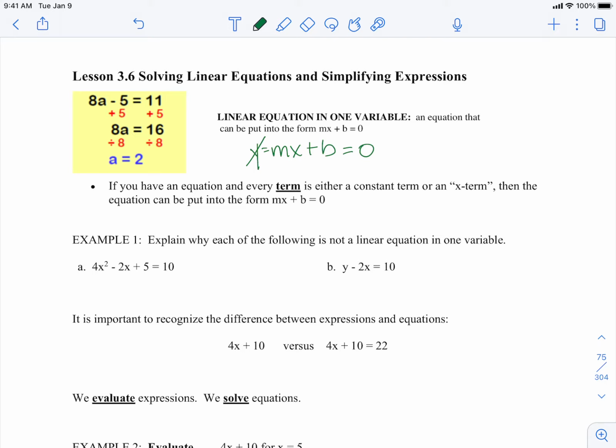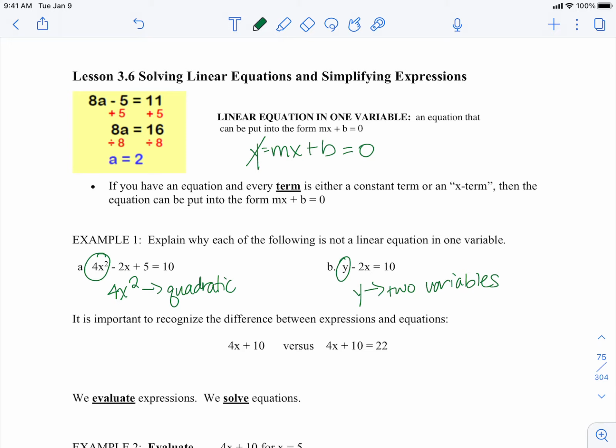So for our first example, explain why each of the following is not a linear equation in one variable. For this first one, we have 4x squared. So the 4x squared, that's actually a quadratic term because we have the x squared, and so that's why that one is not linear. For b, we have y minus 2x equals 10, and so the y is actually, we have two variables, and so that's why that one is not a linear equation in one variable.